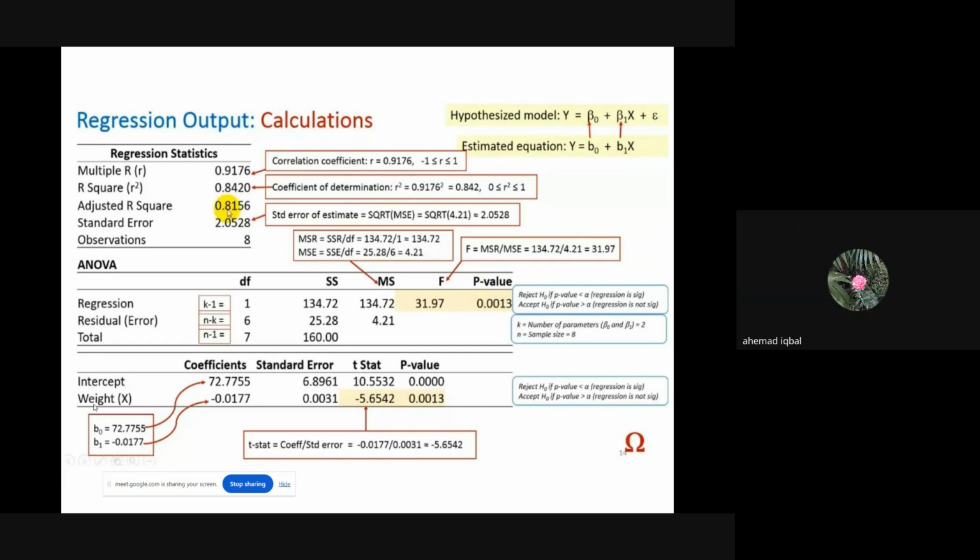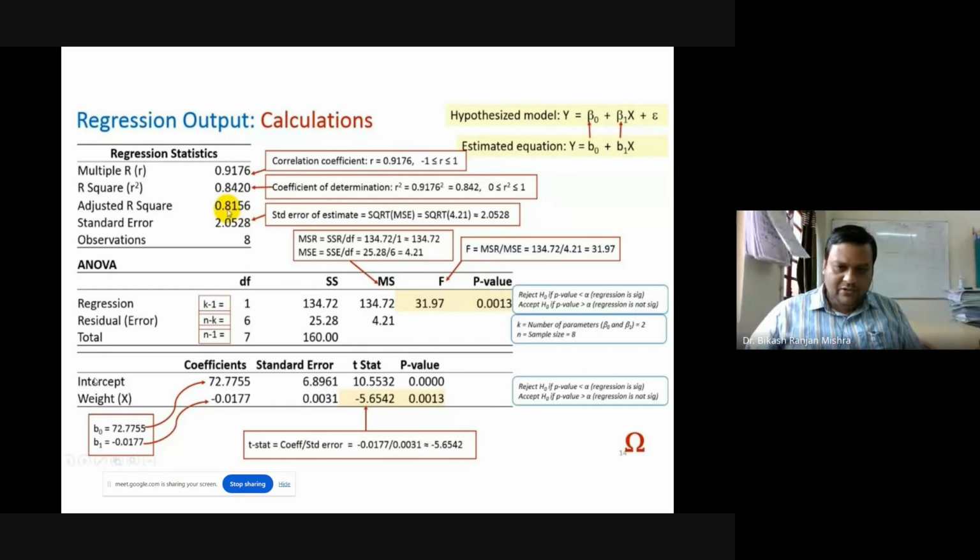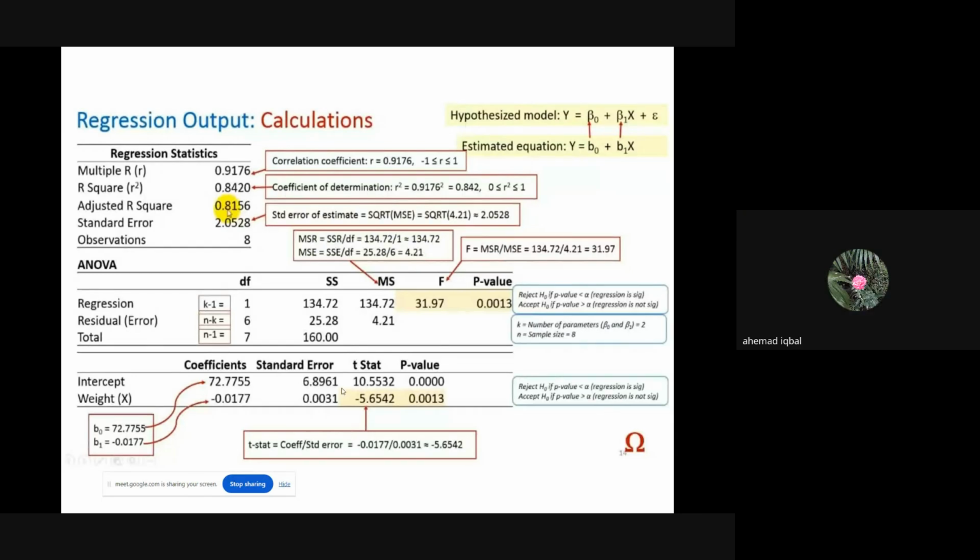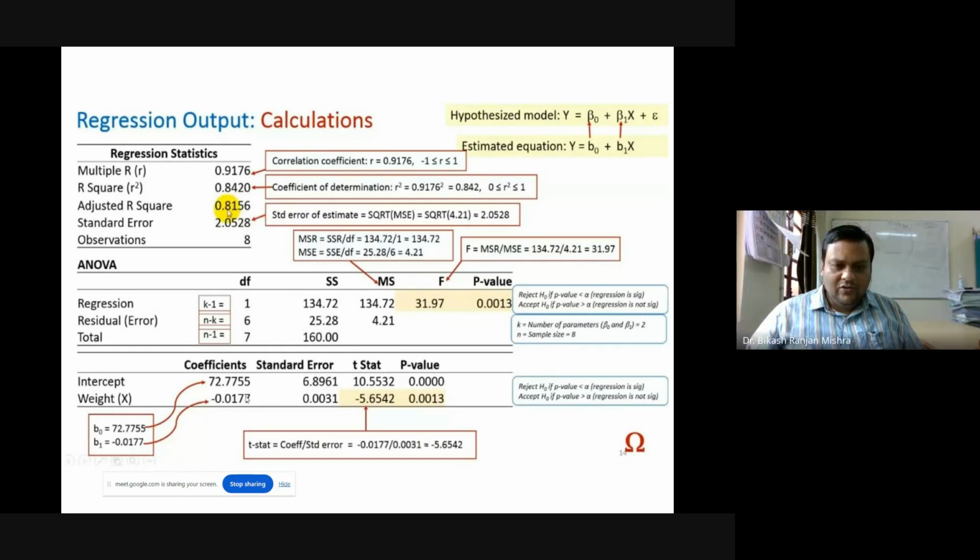Yes, sir. Sir, the next doubt is: what is the difference between the standard error given in the regression statistics and the standard errors given for the intercept or the weight? Here it is 2.0528, but here it is 6.8961 and 0.0031, sir. Where is it? Okay, this one. Yes, sir. This is the standard error of this particular coefficient.